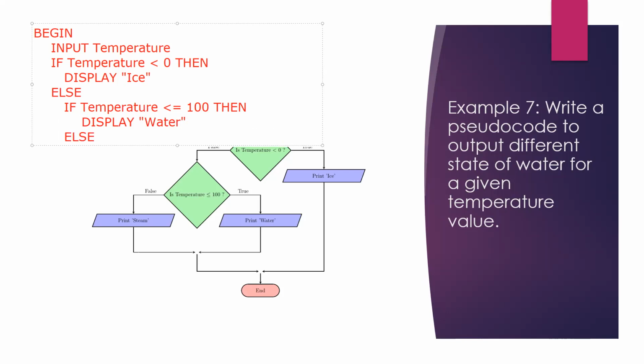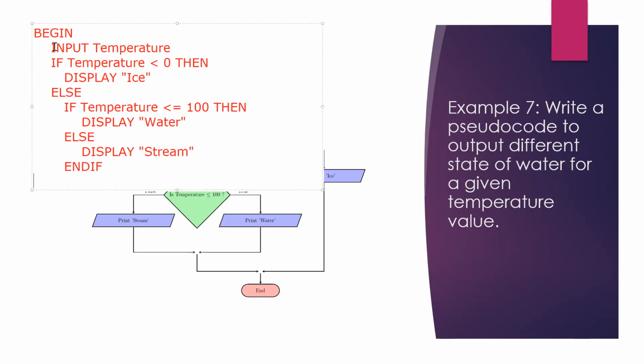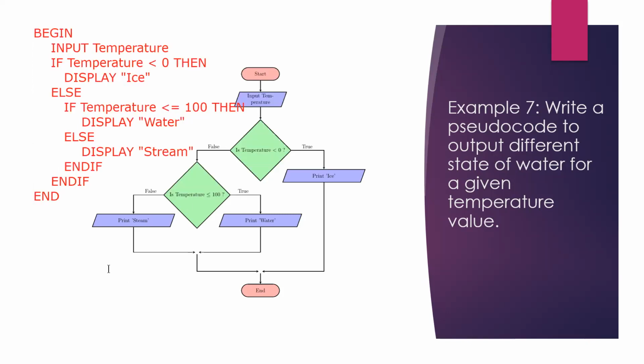else we have to say display steam, and end if. And then after this you have to have another end if, right? Because you have two if statements. That's the only error I have seen in your answers. Others, they are really good, right? So if you need, you can take down.